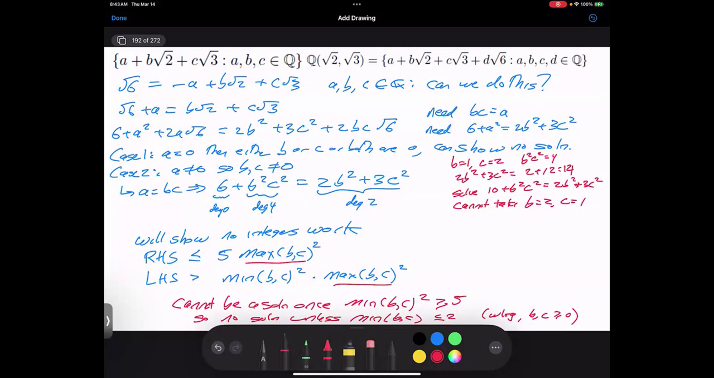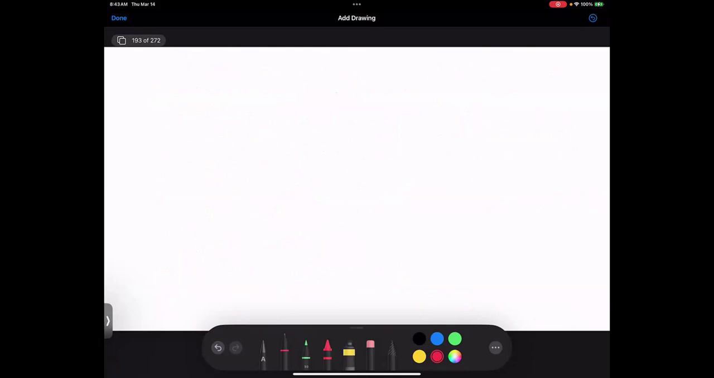Once the minimum is greater than 2, I know the left-hand side is larger than the right-hand side. So now I can break things up into subcases. So we're studying 6 plus b squared c squared equals 2b squared plus 3c squared with 0 less than or equal to the minimum of b and c, less than or equal to 2, and they're integers.